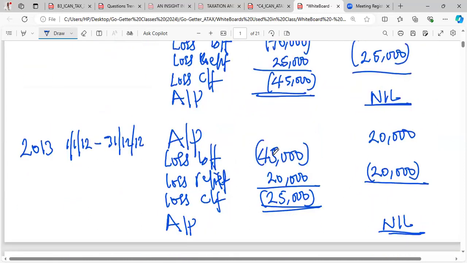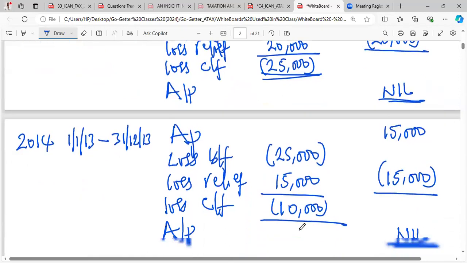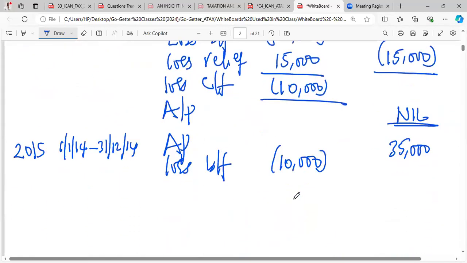Then you have 45 remaining. There is 20,000. You can only cancel as much as 20,000. 25 will remain. You have 25 and you have 15. You can cancel as much. 10 will remain now. You have 10 and you have 35. So you can cancel the whole of the debt.